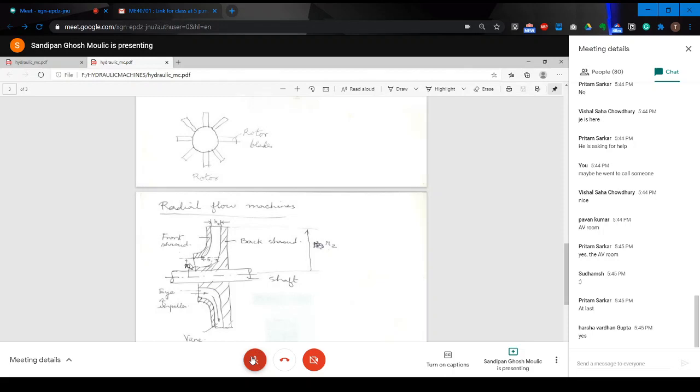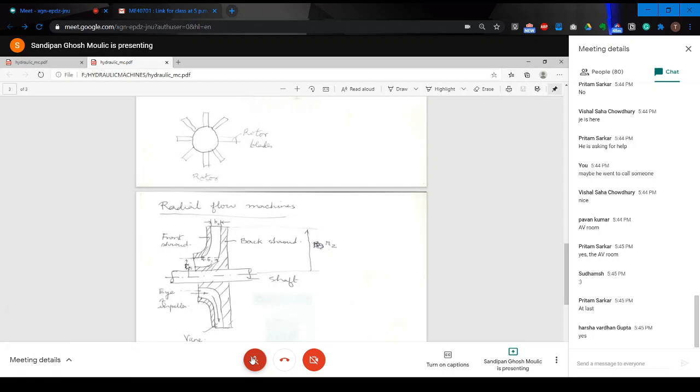So this is a centrifugal pump. You have a rotor. This is a section through the impeller. There is a front shroud which is stationary, and you have a back shroud. And here the fluid will enter axially through what is called the eye of the impeller. And it will be forced to turn.